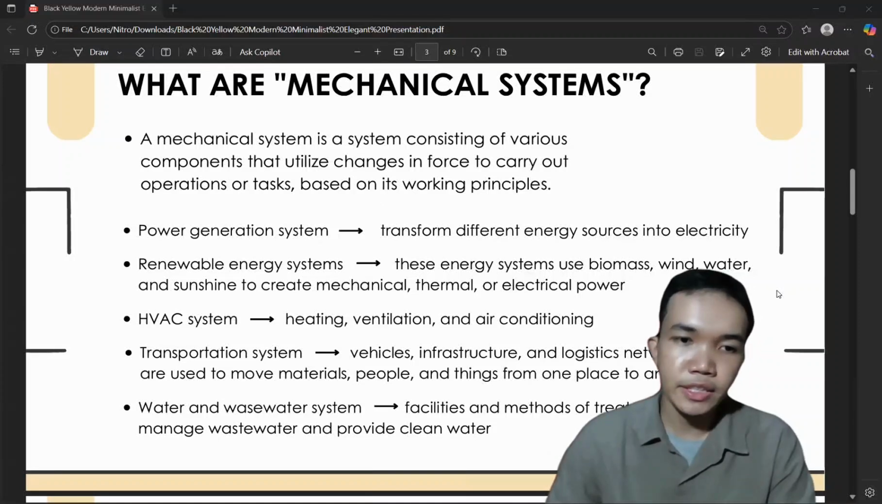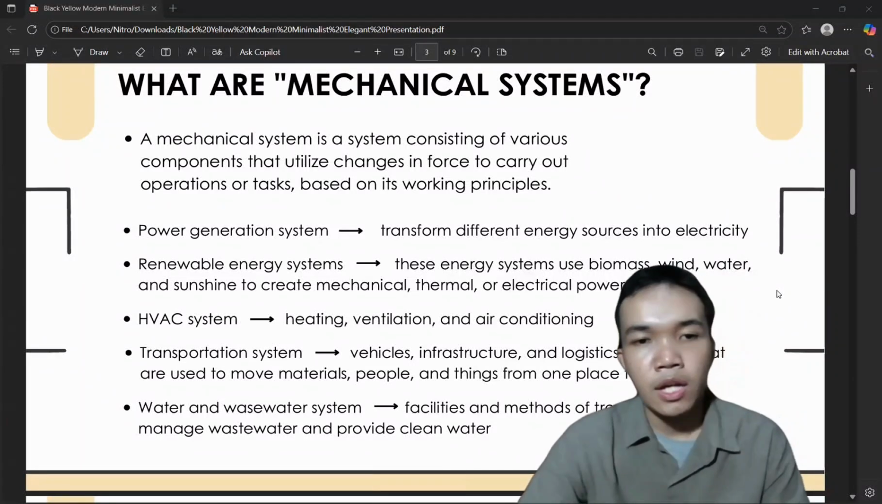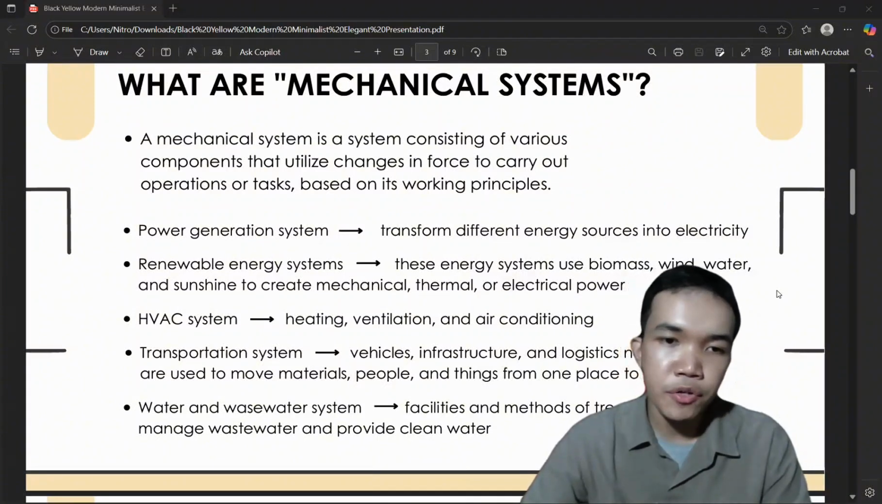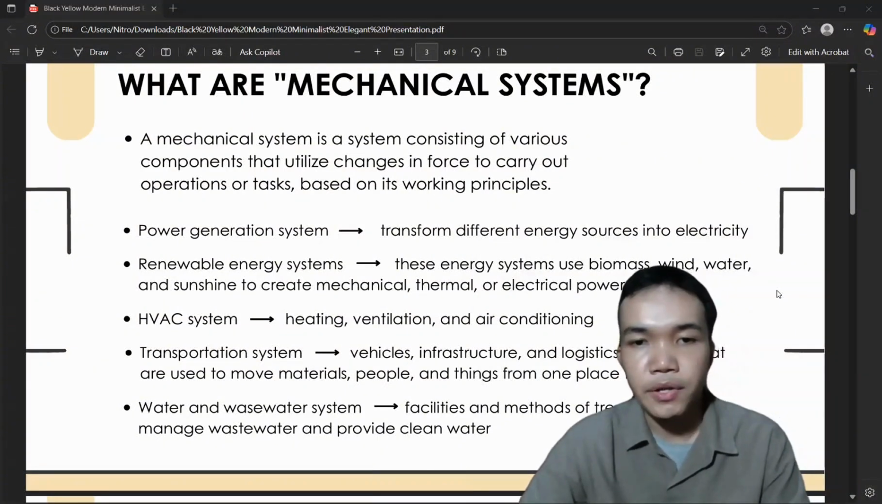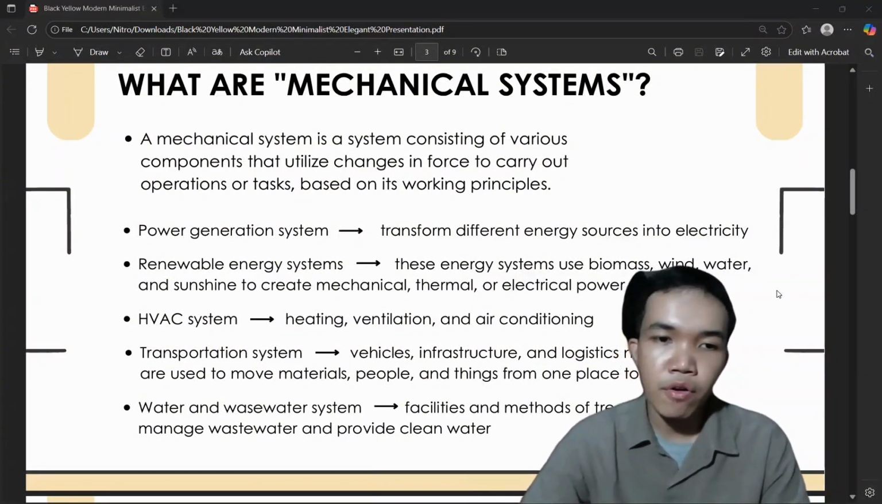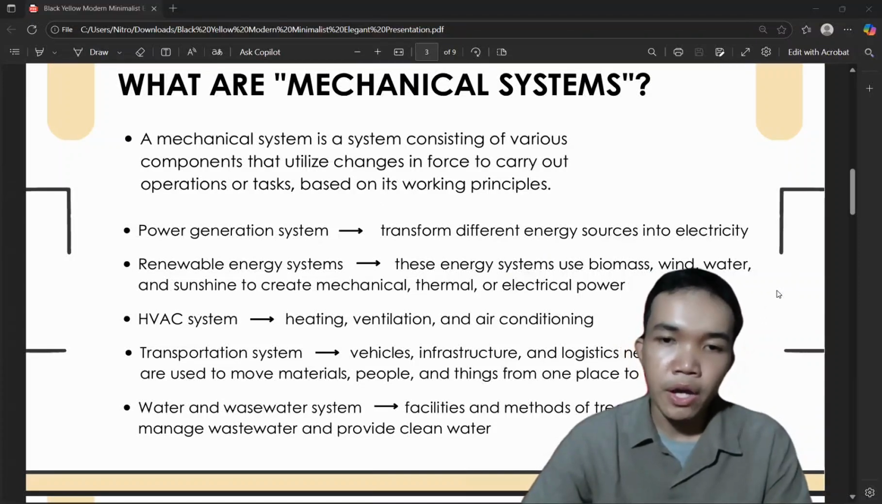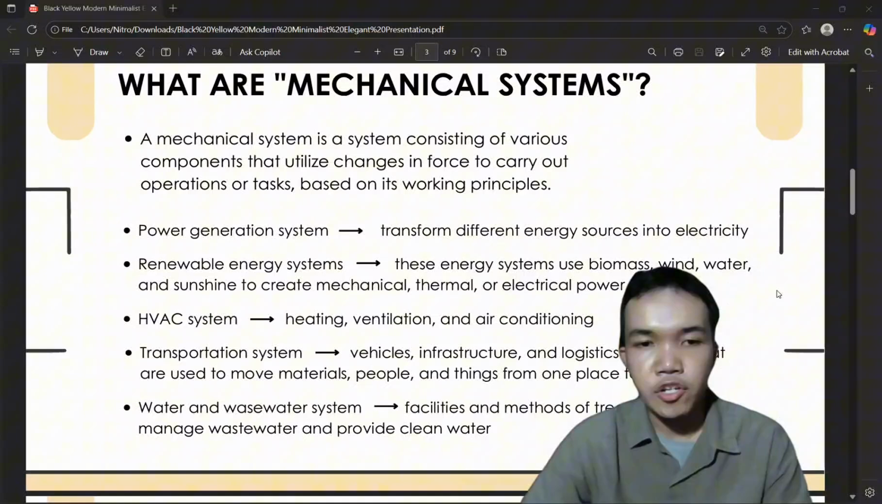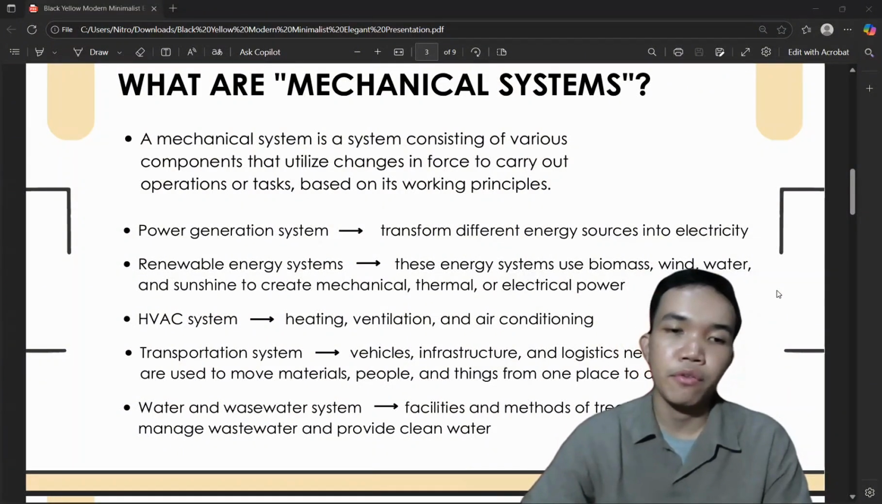Third, a HVAC system for home, business, and automobile to remain comfortable inside. Heating, ventilation, and air conditioning or HVAC system are necessary in order to maintain the comfort and health of occupants. The system control temperature, humidity, and air quality. Heating, ventilation, air conditioning, ductwork, and control system are the usual component of HVAC system.